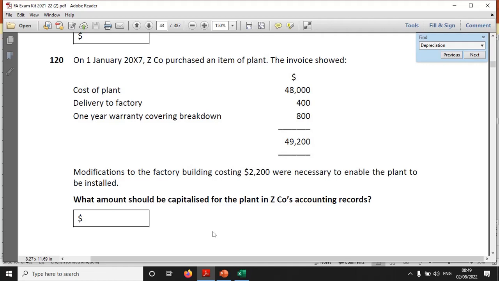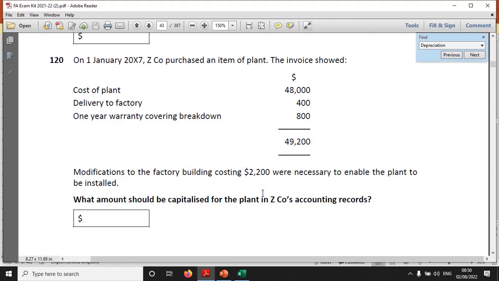Now let's begin. The cost, is that capital expenditure? Yes, it is, right? What about delivery to factory? Capital, right? What about the 1-year warranty covering breakdown? No. What about modification to the factory building costing about 2.2 when necessary to enable the plant to be installed? This is installation, right? So you're going to calculate 48 plus 400 plus 22. How much are you getting? 5,600. So, is there a question on that one?